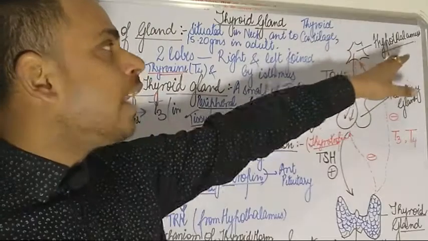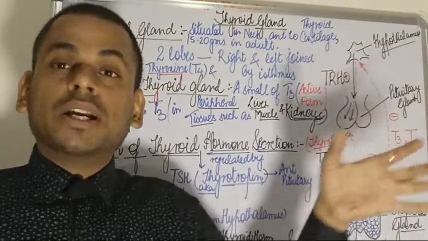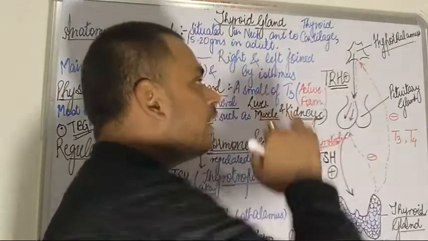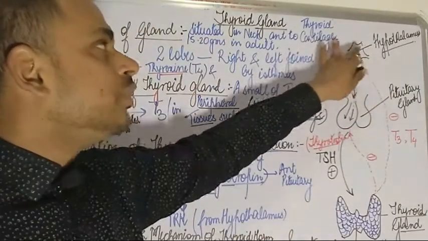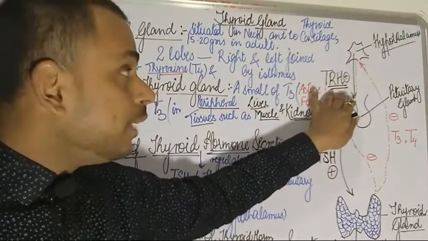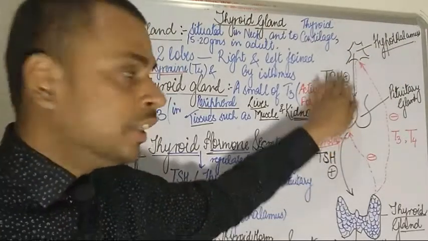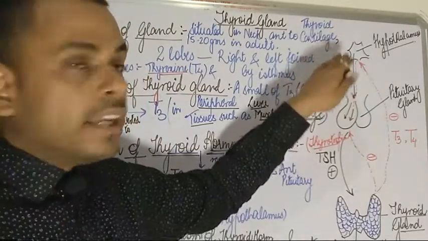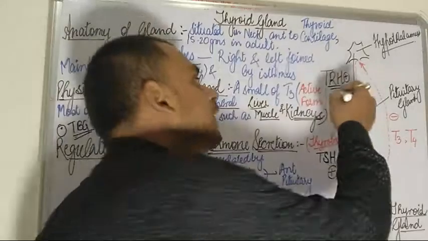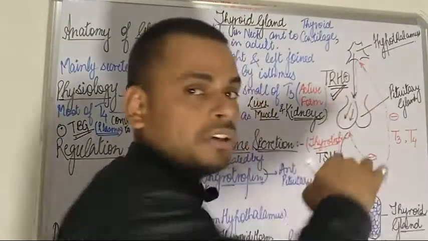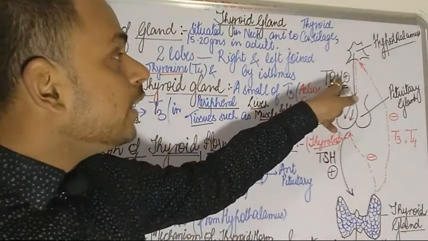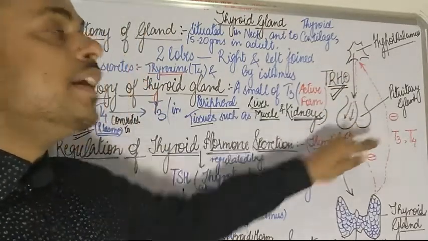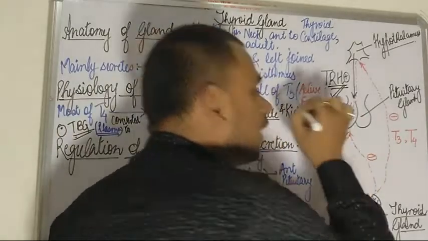This hypothalamus is the center for the release of the various secretions, and the suffix, the ending, of the hypothalamic secretions is releasing hormones. The hypothalamus always secretes the releasing hormones, that is the RH. And under the strict control of the releasing hormones, the pituitary secretes the stimulating hormones.